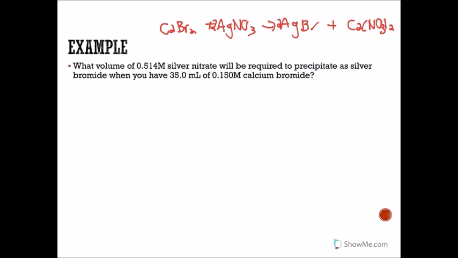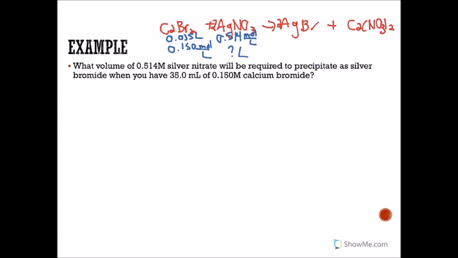What volume of 0.514 molar silver nitrate? 0.514 molar, which is moles per liter, silver nitrate, and we're looking for the volume, which is in liters. And we have 35 mL of calcium bromide. So 35 mL, 0.035 liters of 0.150 moles per liter.